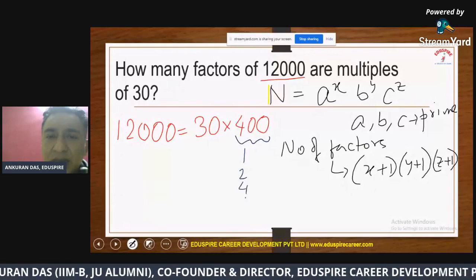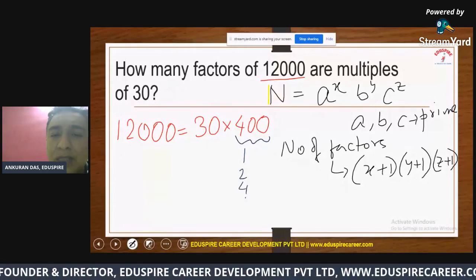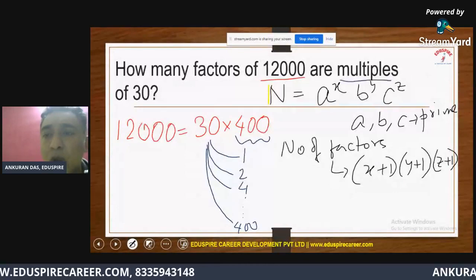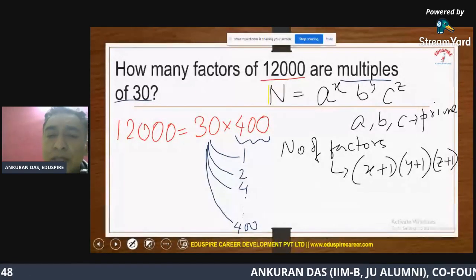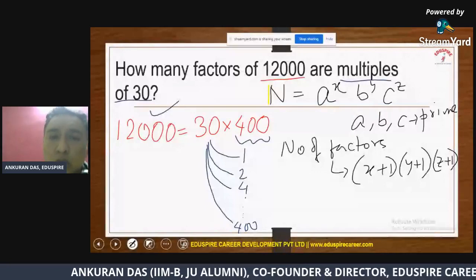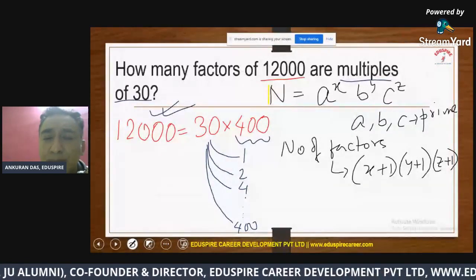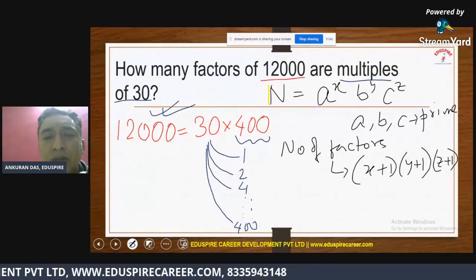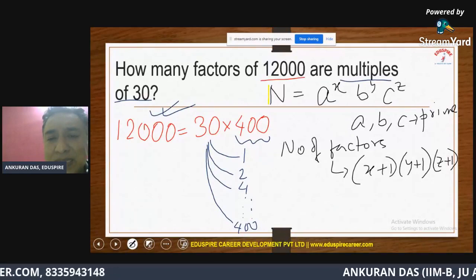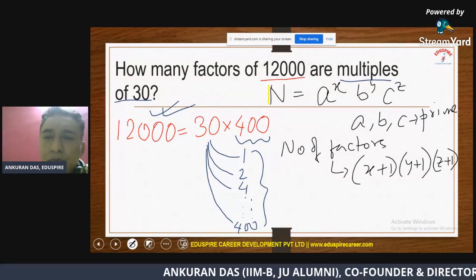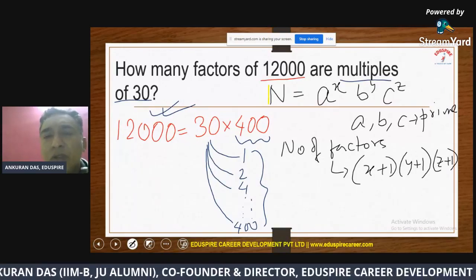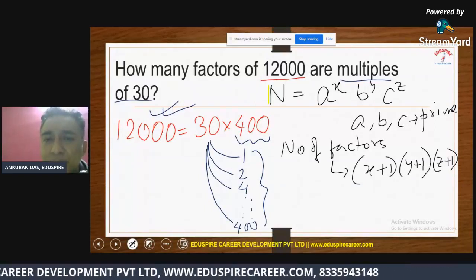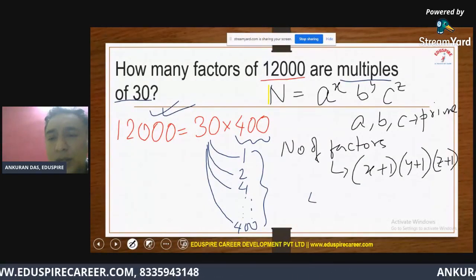Every time I multiply 30 with one such number, I will definitely get a multiple of 30, which is what I want. And at the same time, that product will also be a factor of 12,000, isn't it? For example, 30 into 1, 30, 30 into 2, 60, 30 into 4, 120, and that will go on up to 30 into 400, which is 12,000. So it makes sense to list down the number of factors of 400. So the number of multiples of 30, which will be the factors of 12,000, will be as many as the factors of 400 itself.